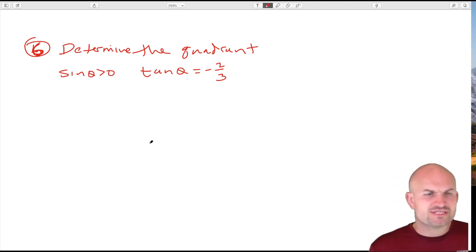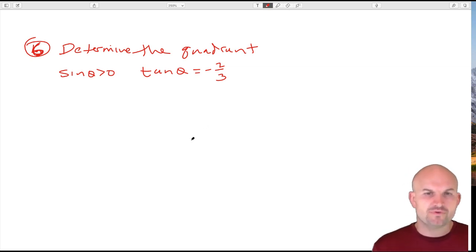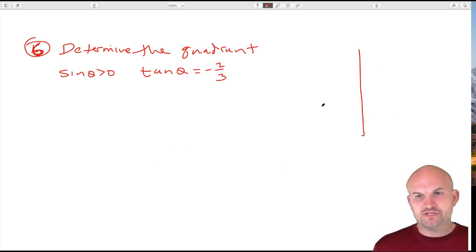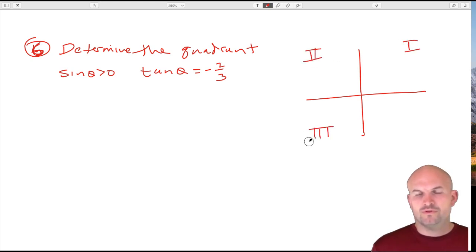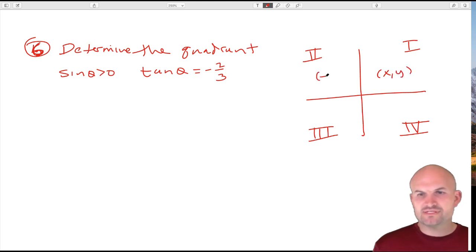So, determine the quadrant where sine is greater than 0 and tangent of theta is -2/3. To understand this question, I think the easiest thing to do is understand the quadrants. We obviously have quadrant 1, quadrant 2, 3, and 4. And to understand this, we need to know the coordinate points, what they are for each quadrant.